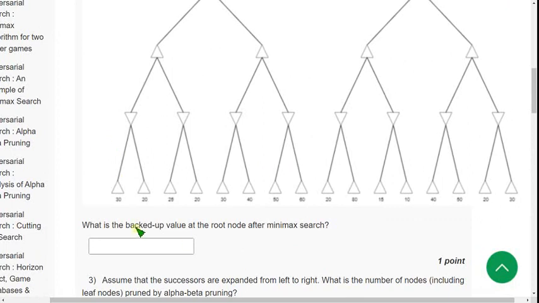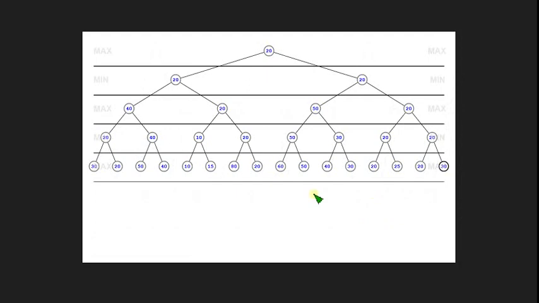So here they are asking for the backed up value at the root node. I have done this. You can see here in this picture, this is the min-max tree. So out of 30 and 20 we will select the minimum one, that is 20. Like that, out of these two leaf nodes we will select the minimum, and next we will select the maximum of these two, like this. So it will give 40, 20, 50 and 20 again.